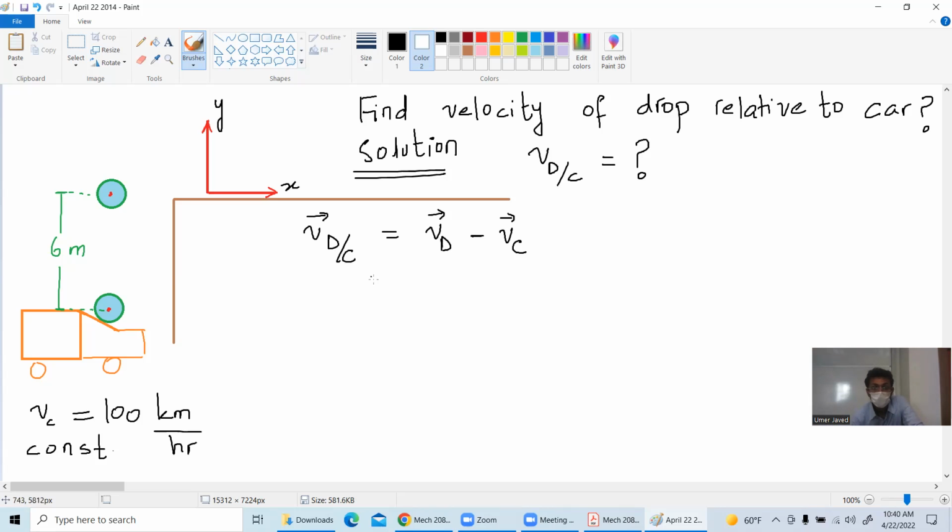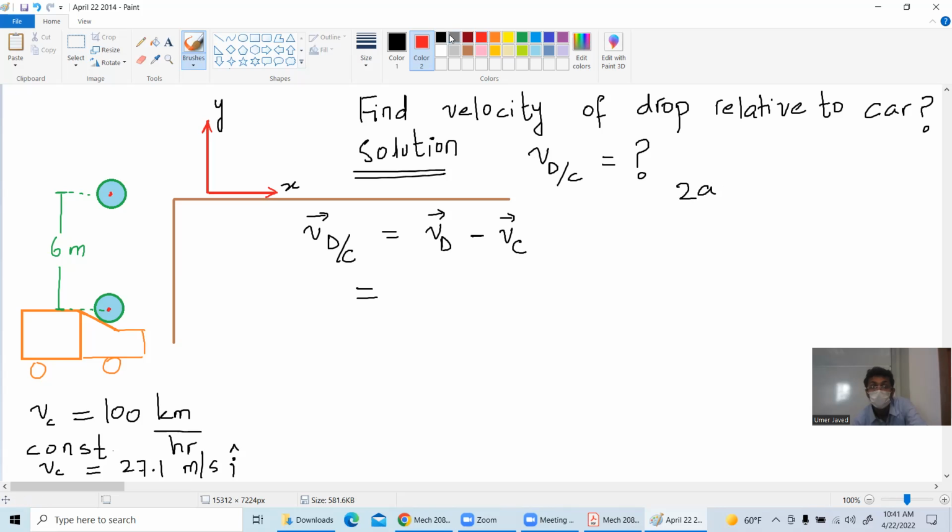So I will say velocity of drop is how much? Well, that you have to find. We will see how we can figure that out. So for now, let's write VC equal to 27.1 meter per second in the i direction. So for the velocity of drop, let's say 2AS equal to VF square minus VI square.